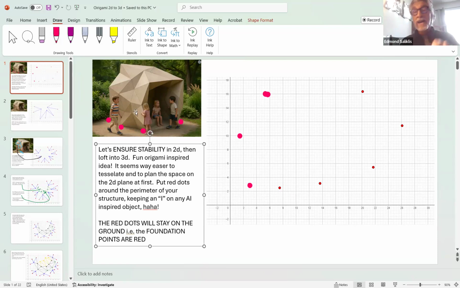Okay, so keep an eye on the AI. I thought that was pretty funny.